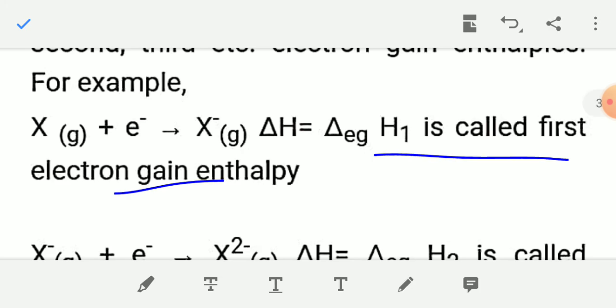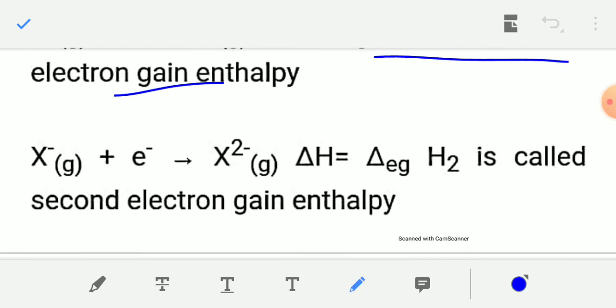If you again add 1 electron to X minus, it will become X2 minus. The energy change during this process is known as the second electron gain enthalpy, represented as delta Eg, H2. That means the second electron gain enthalpy.